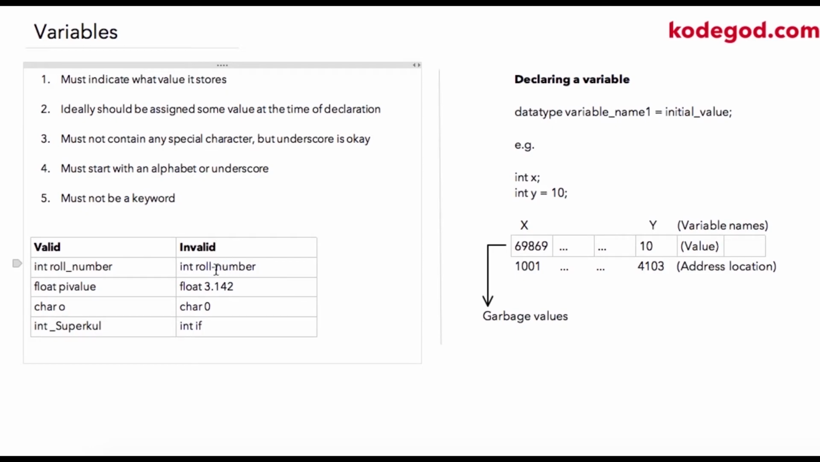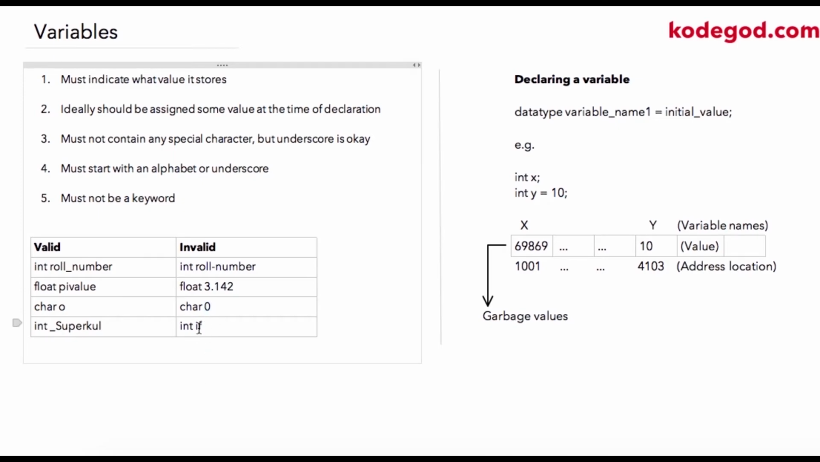Because it has a dash and we cannot use special symbols apart from underscore. We cannot use a constant as a variable name, and also a variable name must start either with an alphabet or underscore. Here it is starting with a constant, character 0. Why? Again, because it's an integer constant. It is not an alphabet.